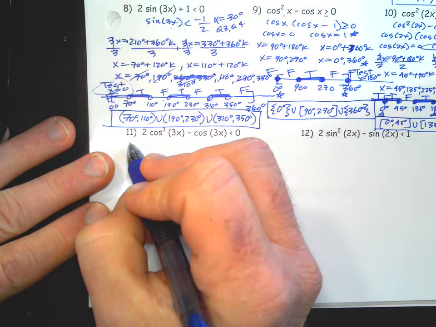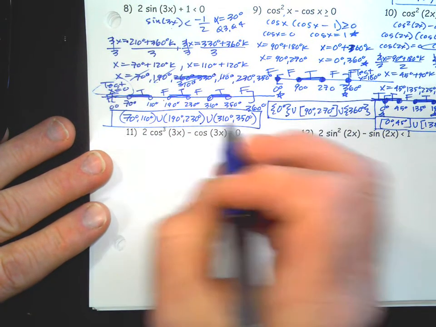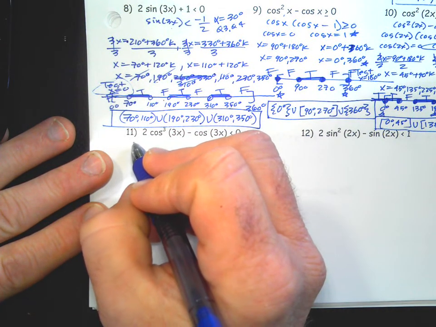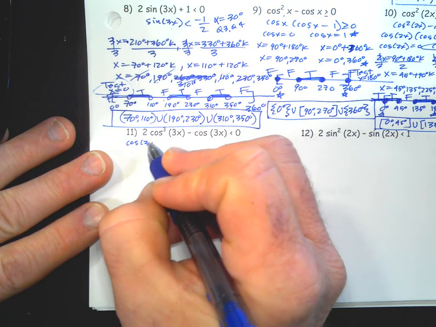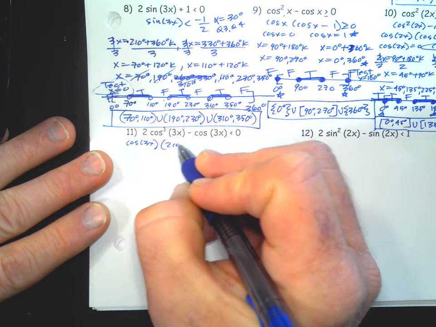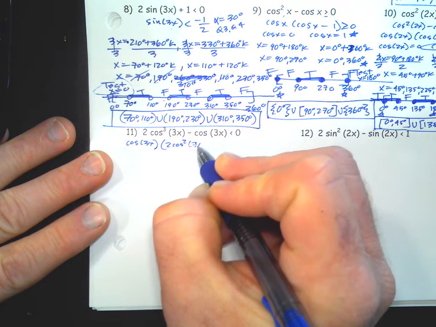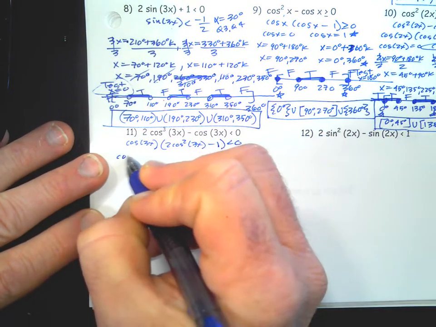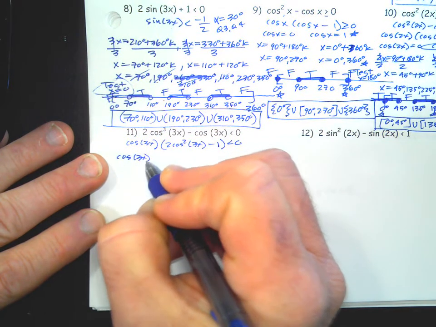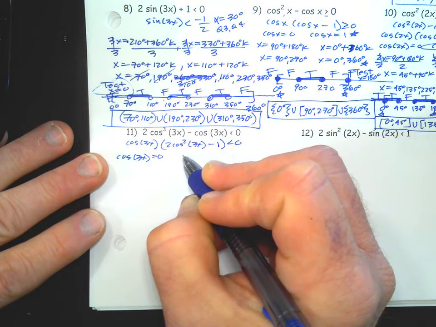So next one, everything's on one side equals 0. Good. So we can start factoring. I think we got to factor out a cosine 3x. And then we have a 2 cosine squared 3x still left over inside minus 1. And then we use the zero product property. This equals 0. Over here, you got to watch out.